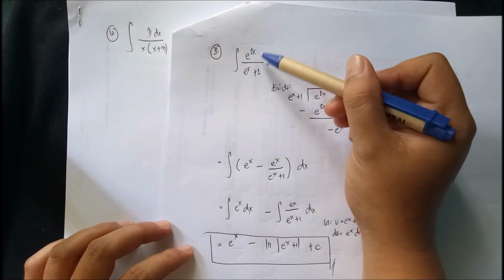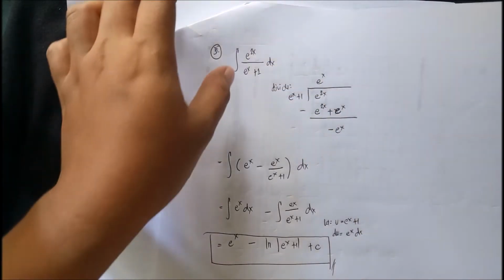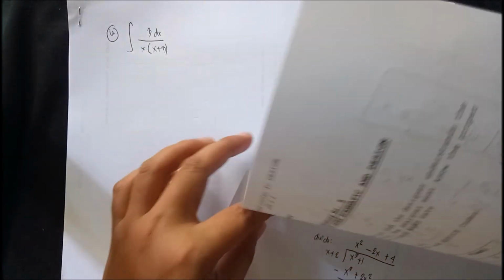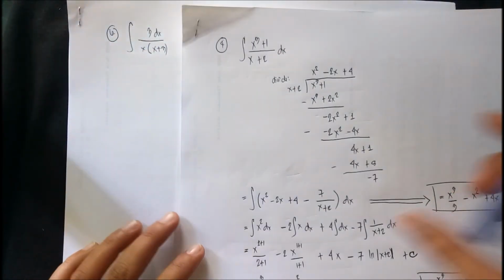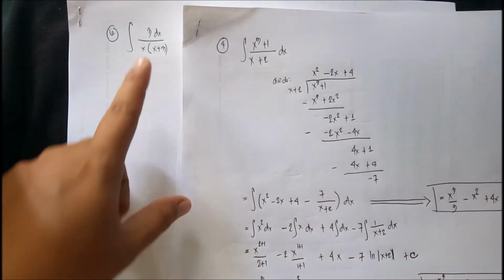Kasi this one is, yung exponent niya sa taas is 2x. Sa baba, yung highest exponent is x. Pwede siya. Yung isa naman, yung highest exponent natin is cube, or 3. This one is 1. So, pwede siyang i-divide. This one, hindi pwede. Okay? Kasi, yun yung general rule natin.